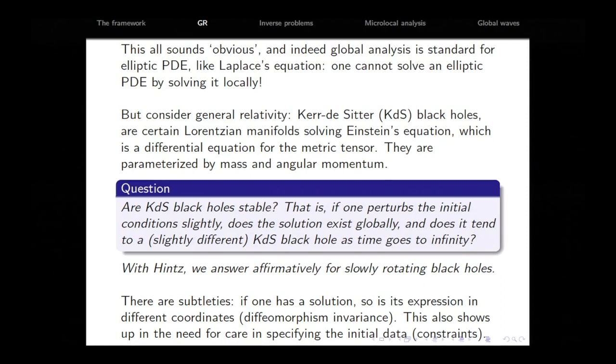The question is, suppose you perturb your initial data. Then does the solution exist globally? Does it blow up? Maybe it only exists for a finite time, and then something happens. So you have an explicit solution, but it doesn't mean that even a small perturbation will exist forever, as all the examples already show you. And if so, does it decay?